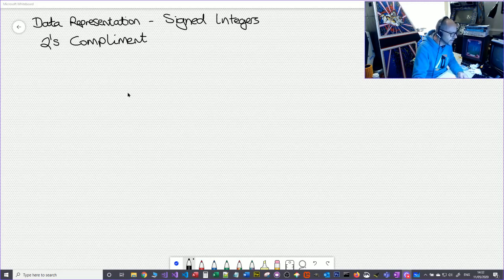If you want to know why we use 2's complement, it's because it allows you to do addition and subtraction without having to create any subtraction code or any subtraction hardware. So you can do subtraction by doing addition. Okay, but I'll talk a little bit more about that when we do the addition work. So let's just have a look at the format first.